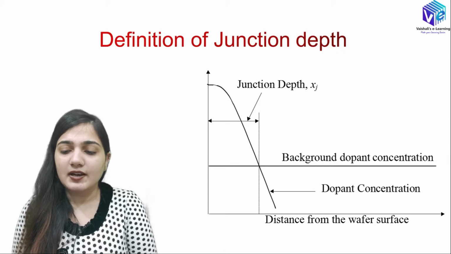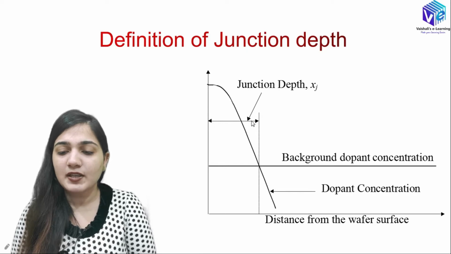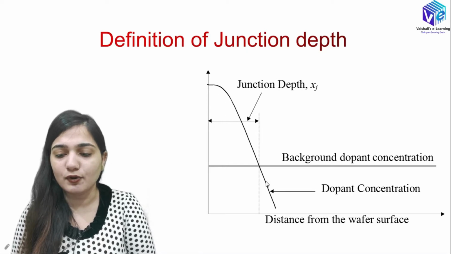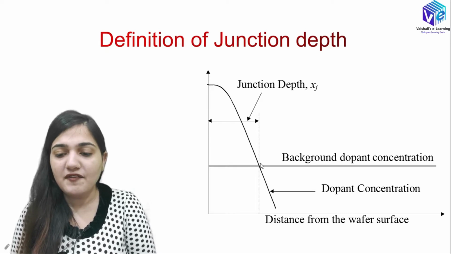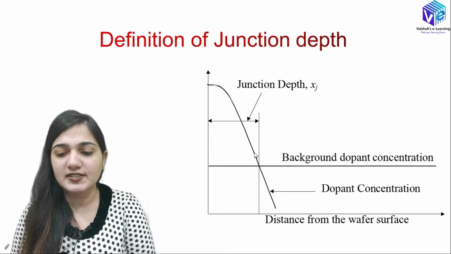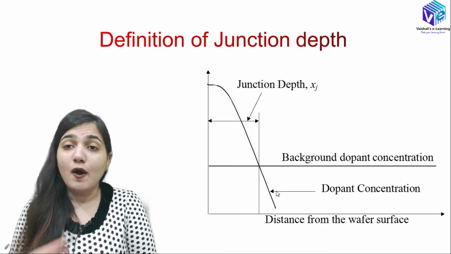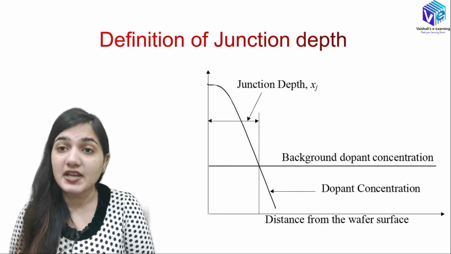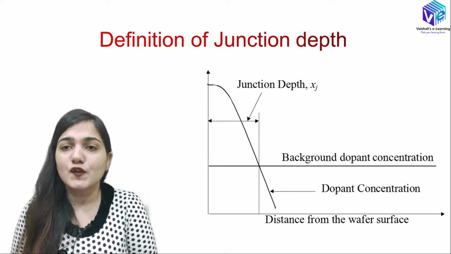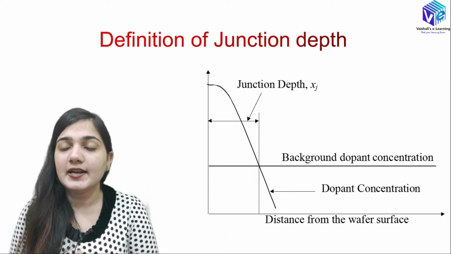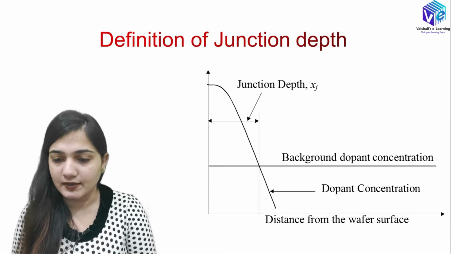Now this is the graph which shows the junction depth. This is the junction depth that we have, and this is the dopant concentration. If I increase the distance from the wafer surface, the dopant concentration decreases. You can see it here. At the surface we have a very high concentration of the dopant. As soon as we move inside the depth of the silicon, we have a smaller amount of dopant. You can see it here.